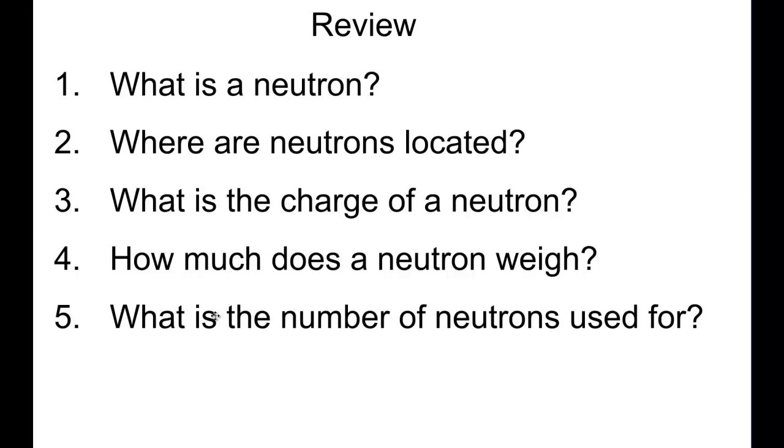And what is the number of neutrons used for? Primarily, it's used to do very simple arithmetic to find out the overall total mass of an atom, because we will often know how many protons it has and how much the whole thing weighs, but not necessarily the number of neutrons, which we can find out with that information.